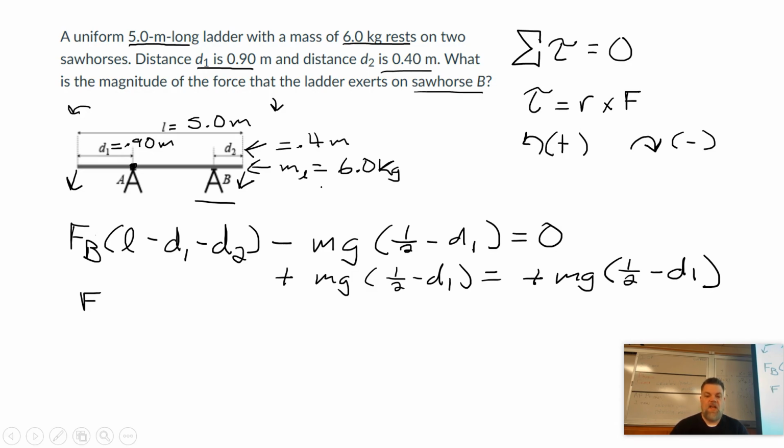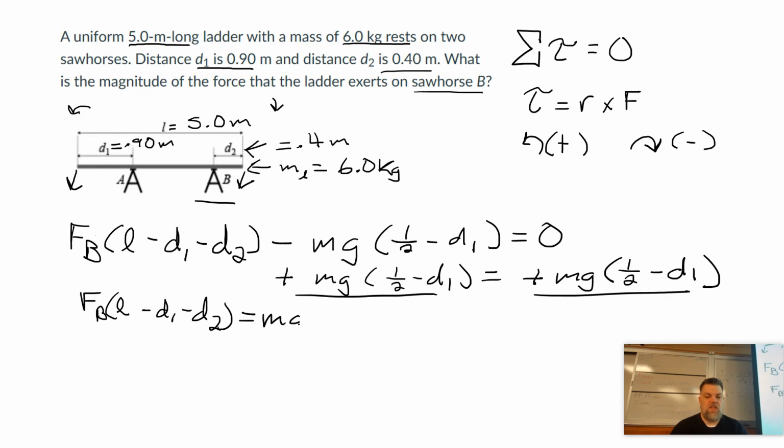So if I add both these to both sides, I get in my next line FB times (L minus D1 minus D2) is equal to mg times (1/2 L minus D1).